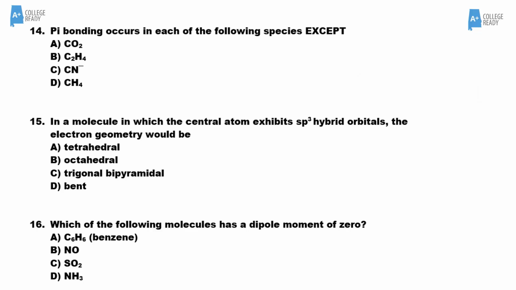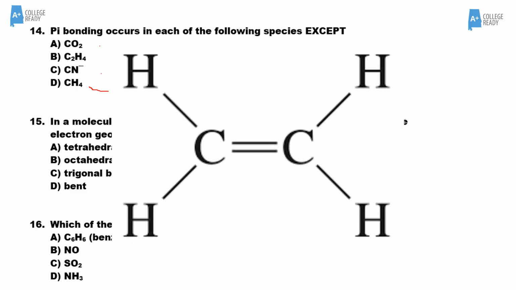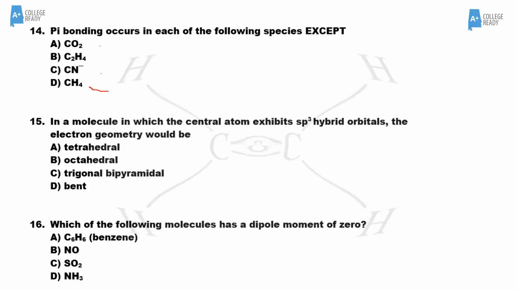Pi bonding only occurs in double or triple bonds. So we know that there's a double bond here. We know that there's a triple bond here in cyanide. We did that one earlier. We know in CH4, those are all single bonds. So since those are all single bonds, we know that the answer is CH4. And in C2H4, if you drew that one out, you would have two carbons connected with a double bond, two hydrogens on one side, two hydrogens on the other.